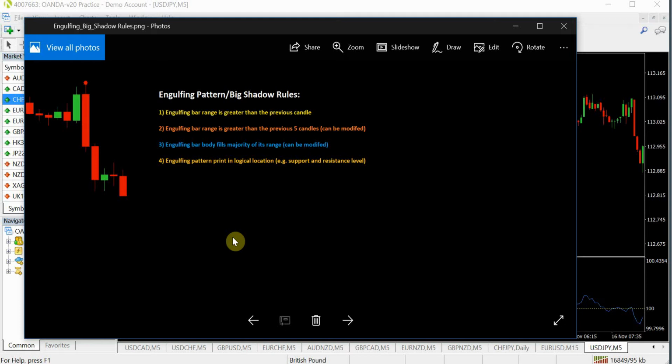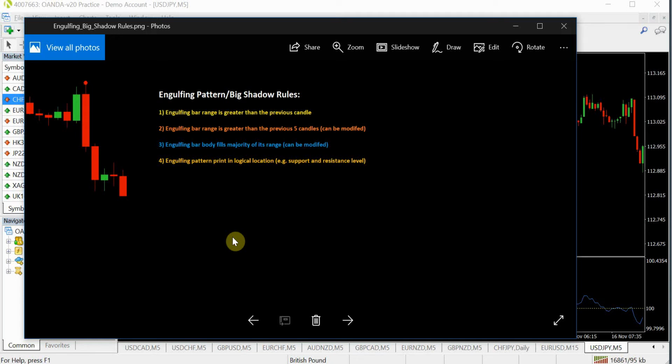The reason I use 70 is that if you left it at 10 or 20% of the range, you're going to start looking at dojis effectively, depending on where they form, because the body is not that big, or even pin bars. With engulfing, the body is absolutely huge and fills the majority of the candle.